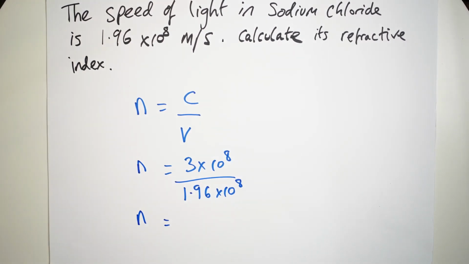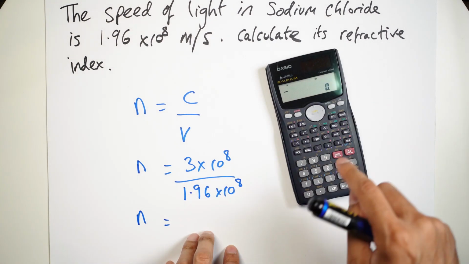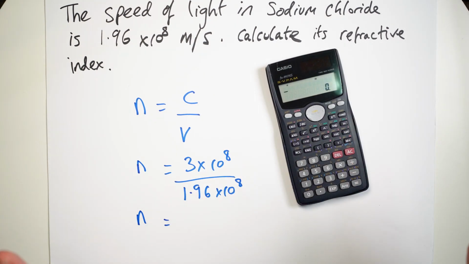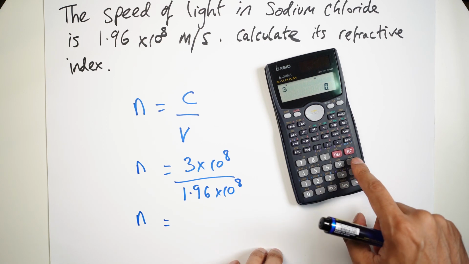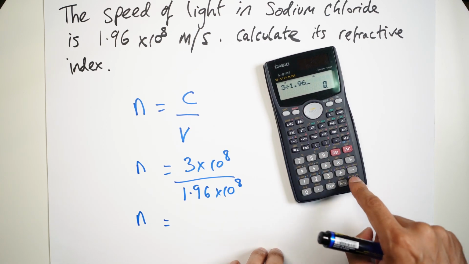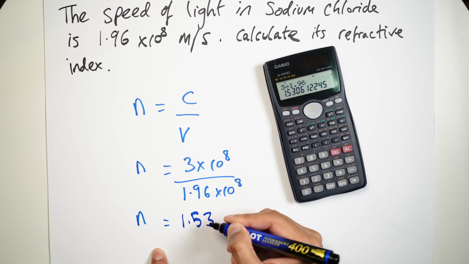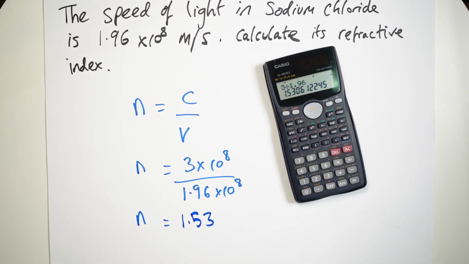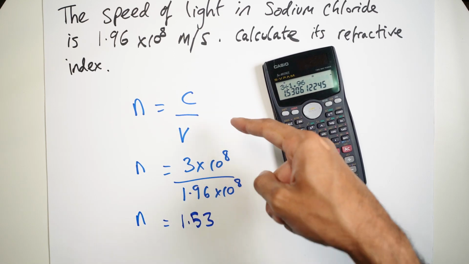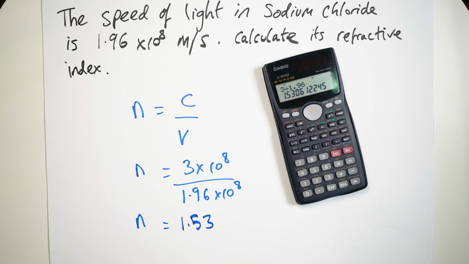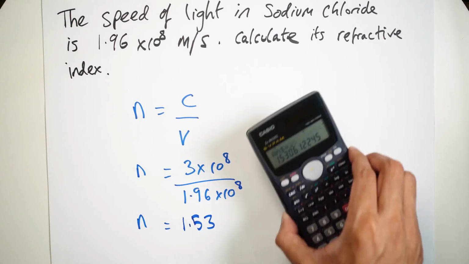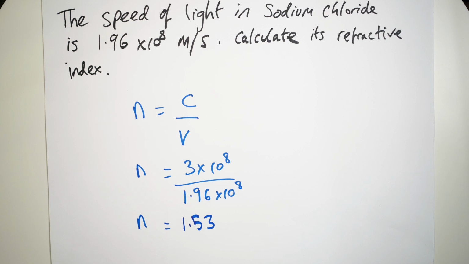let's work this out with a calculator. These 10 to the power of 8, they basically cancel out. So you can have 3 divided by 1.96, which equals 1.53. Now, the refractive index doesn't have a unit. That's what it is. But you need all 3 steps to get full marks. Okay? Nice and easy. Let's have a look at another example.